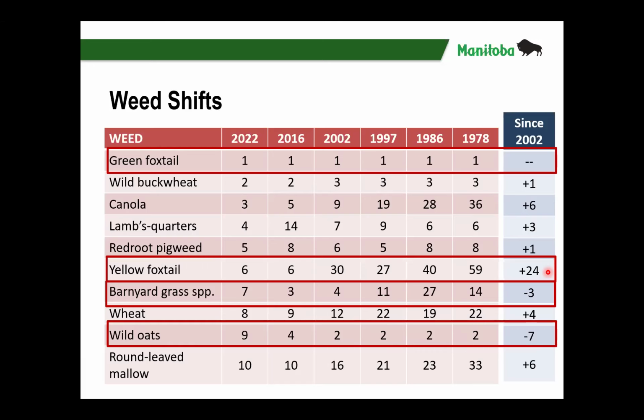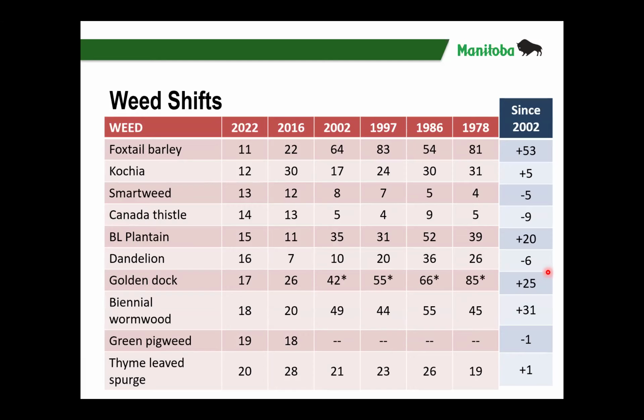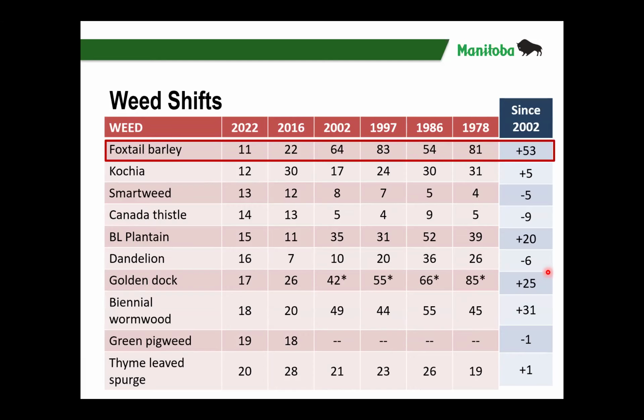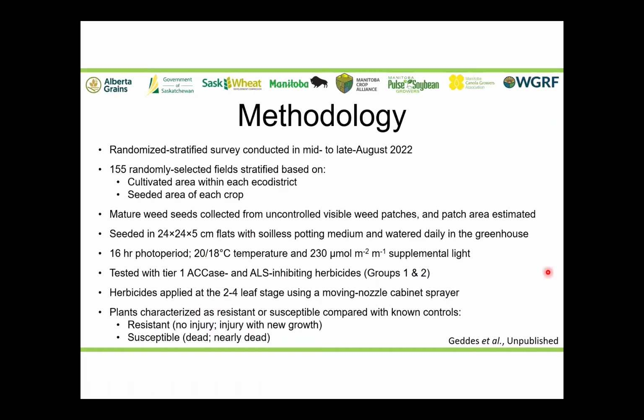Wild oats, again, had moved down a little bit, but I wouldn't worry about that. We know it's always going to be in our top 10, and lots of times it's in our top 5 weeds. And then over here, foxtail barley had moved up significantly, especially since the late 80s.